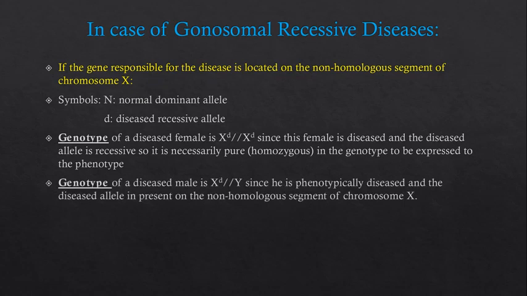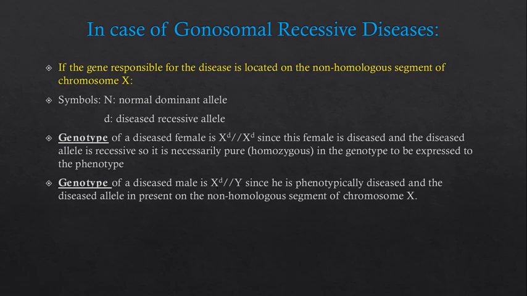In the case where the diseased individual is male, remember that we're discussing the location of the gene, which is on the non-homologous segment of chromosome X. In this case, the male has only one X chromosome, so since he is diseased, the diseased allele will be carried by this one X chromosome that he possesses.